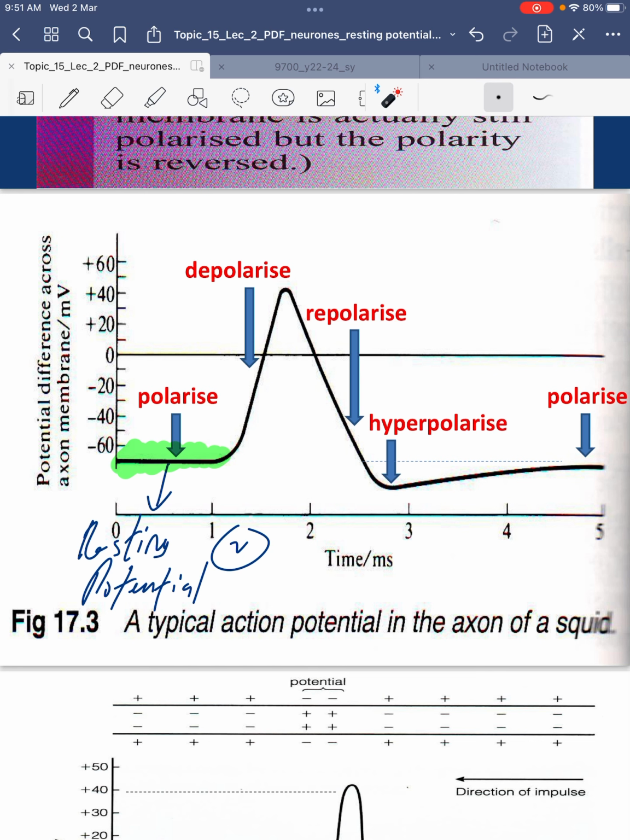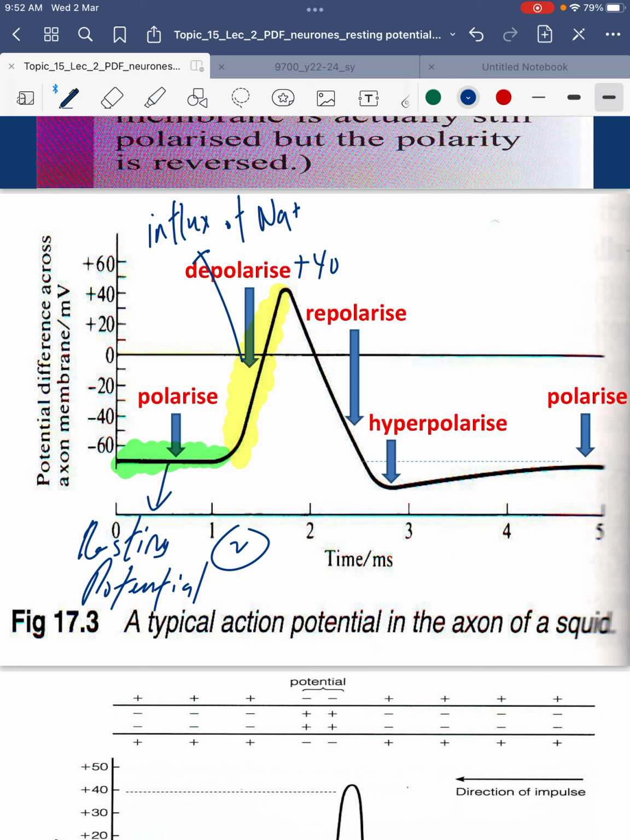Okay, and then why, when there is a stimulus, does it suddenly go up to plus 40 millivolts? What is the reason here in terms of the ions? If I can use a different color here: in this area, this is because of the influx of sodium ions. Sodium ions enter, and so the inside is more positive than the outside.